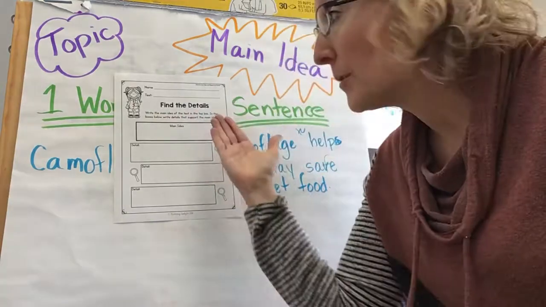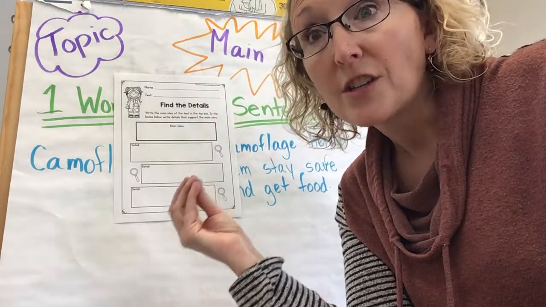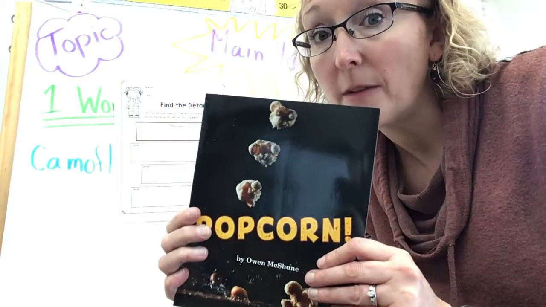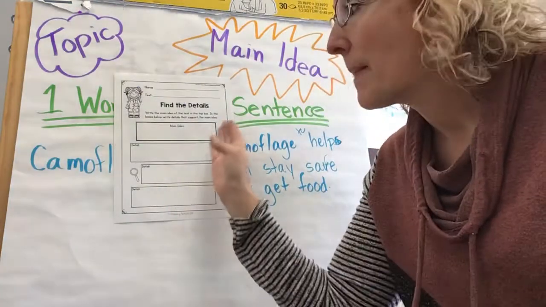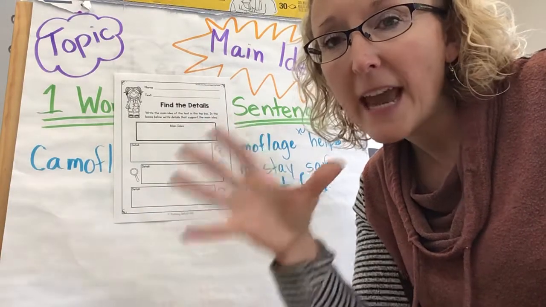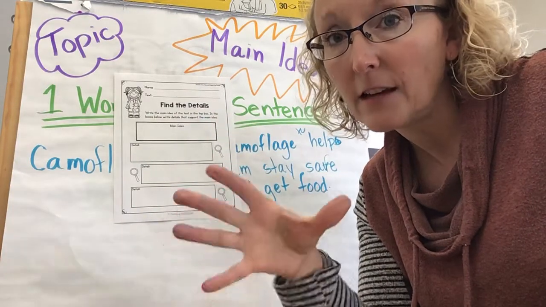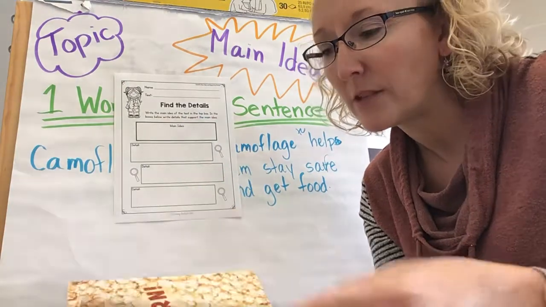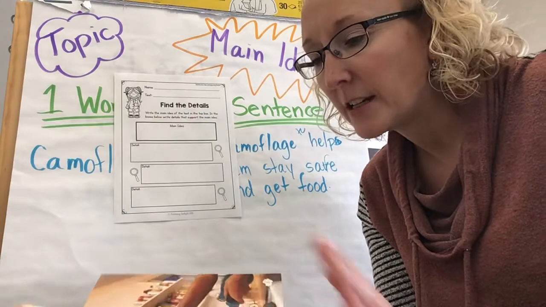Now, I want to read with a purpose. I'm looking for the main idea, right? Which is not the topic. The topic I already know about this book is popcorn. This book is about popcorn. That's the topic. But the main idea is, what do they want me to learn about popcorn? What's the main thing they're trying to tell me about popcorn? So I'm going to keep that in my brain so I watch for it. What are they trying to teach me about popcorn?